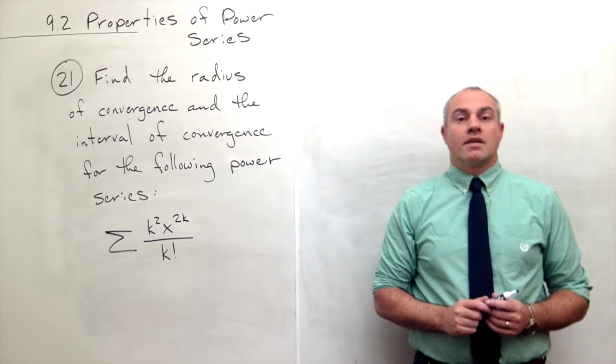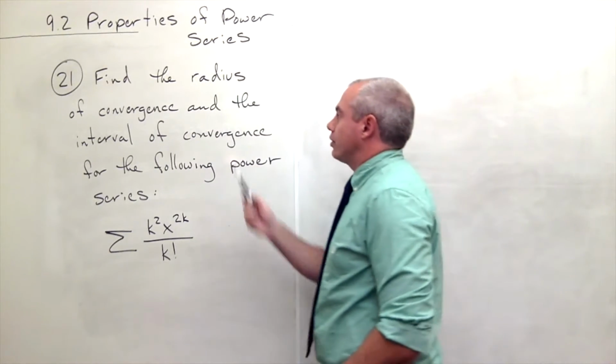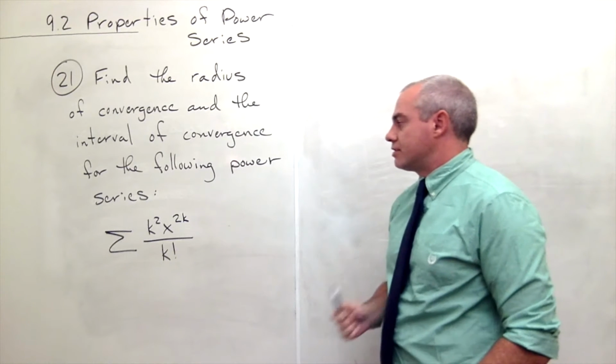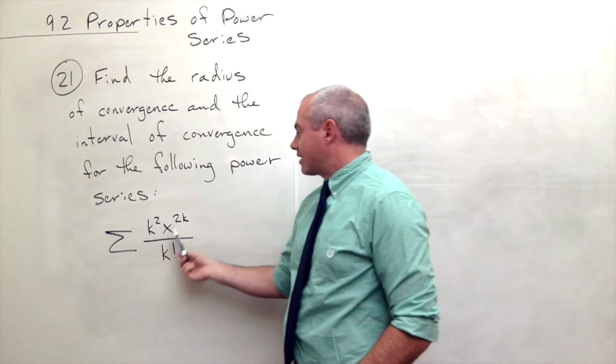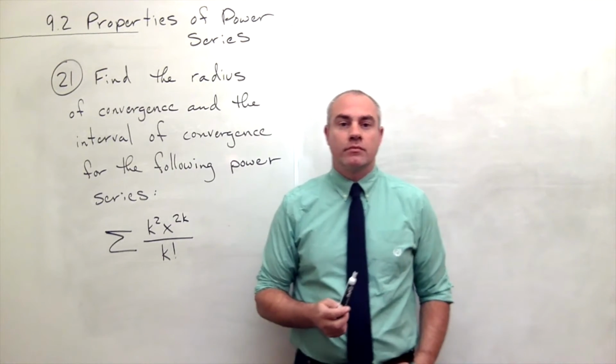I'm the calculus professor, and today I'll be talking to you about properties of power series. In problem number 21, we'd like to find the radius of convergence and the interval of convergence for the following power series. We want to look at the sum of k squared x to the 2k divided by k factorial.